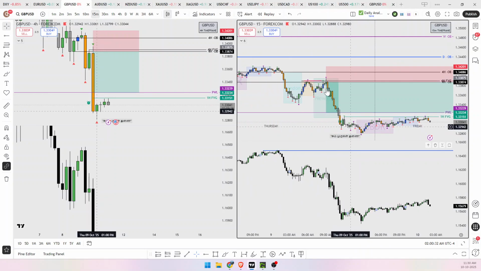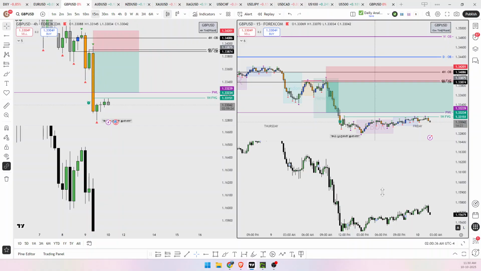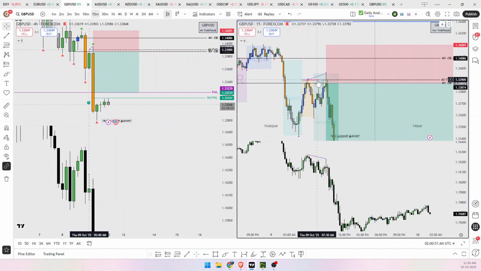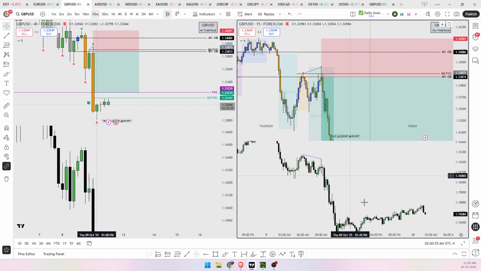This is the point where we placed our limit order for the 4 hour. But in 15 minutes, in this price range, see the S&P, a perfect S&P. Euro formed a lower high, but in GBP it formed a higher high. So this is a perfect signal that price is willing to go down.